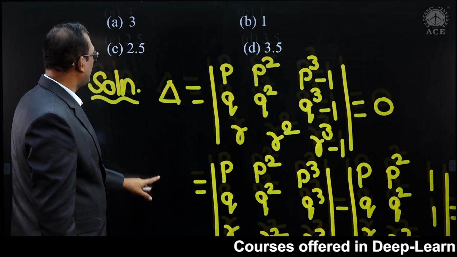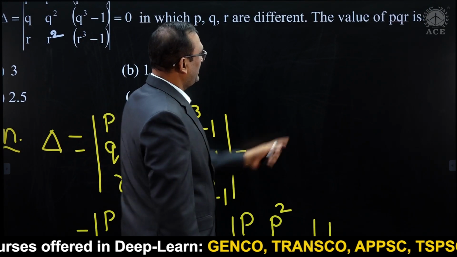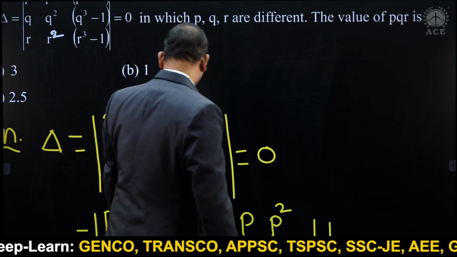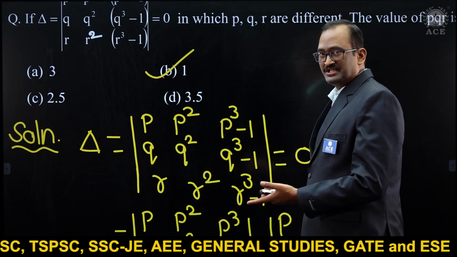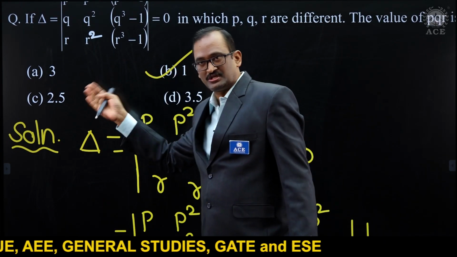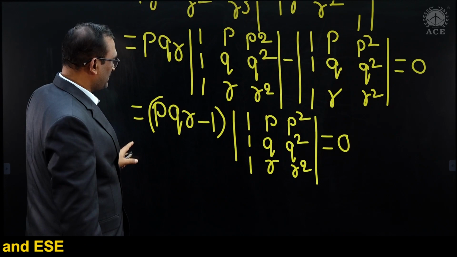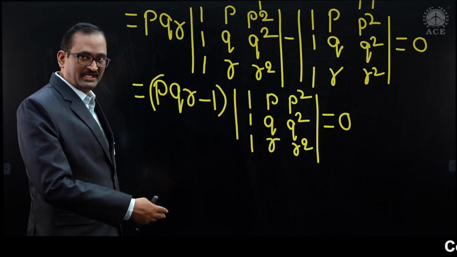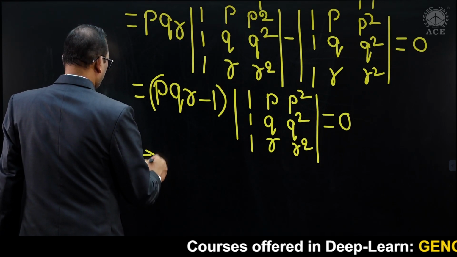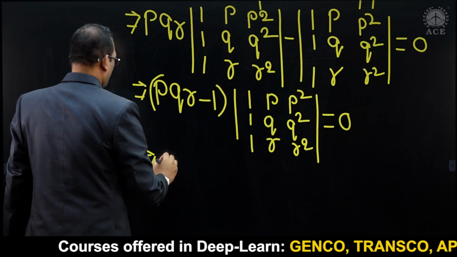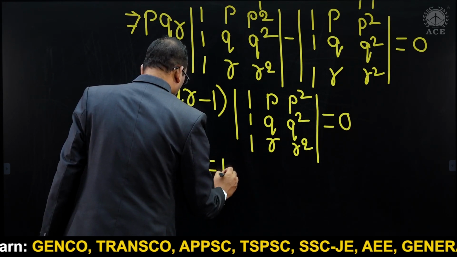So one of the options is matching with that PQR. We just need the product of PQR. So what is the product of PQR? One of the values is 1. So one of the answers is matching. So no need to check the remaining options. Even if you want, you can simplify the second part of the determinant. You will not get the answer 1 or the remaining values. From this we can write PQR - 1 is equal to 0, so PQR is equal to 1.